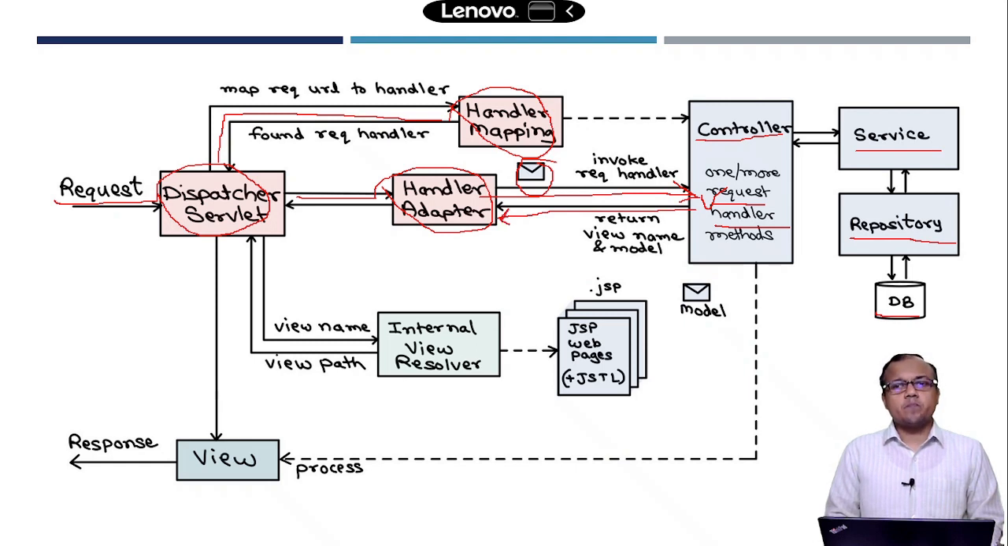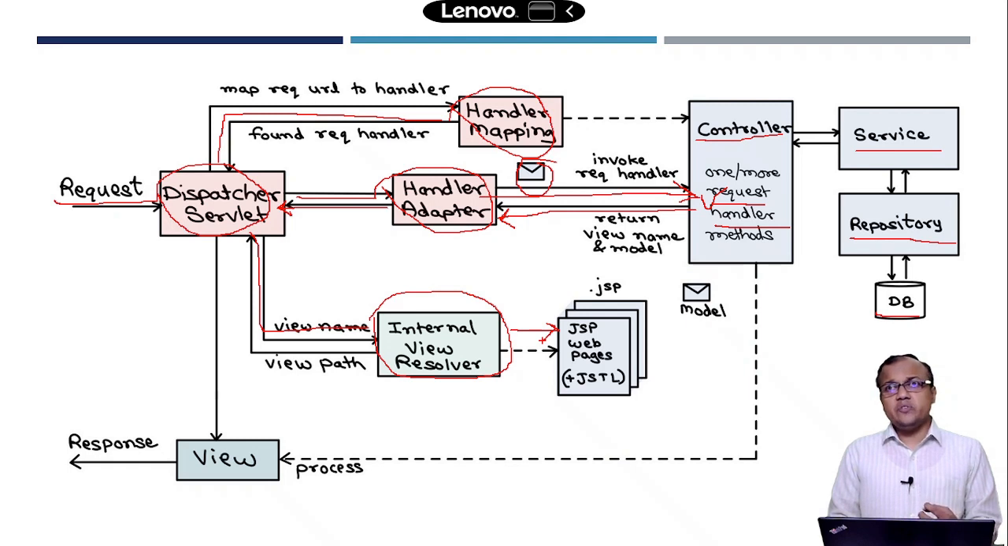As this information is received by the DispatcherServlet, it will employ another object called a view resolver. The view resolver will take the view name that is coming from the user-defined request handler method and will locate the actual view pages.